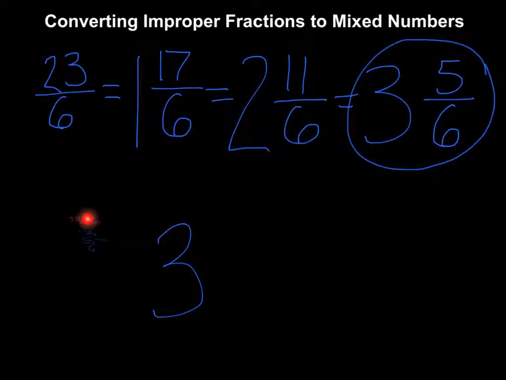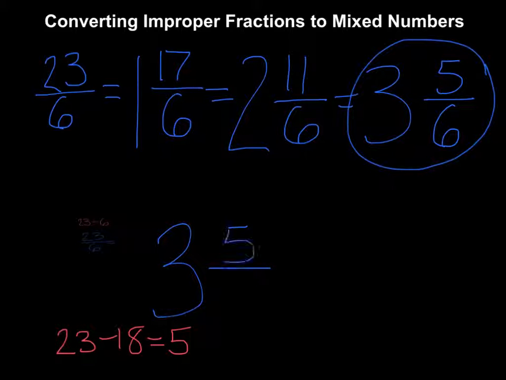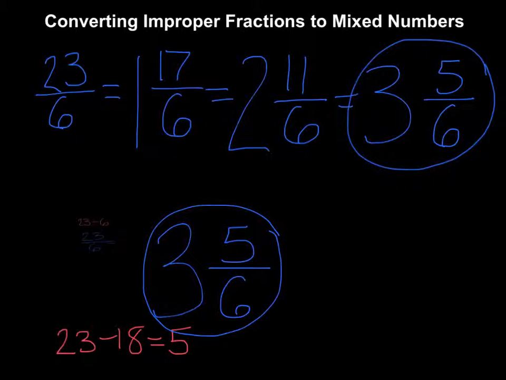Well, I'm taking 18 slices out of this 23. So if I do 23 minus 18, we end up with 5 slices left over. So therefore, my new numerator is 5, and it still takes 6 slices to make a full pie. So my answer in one step is 3 5/6.